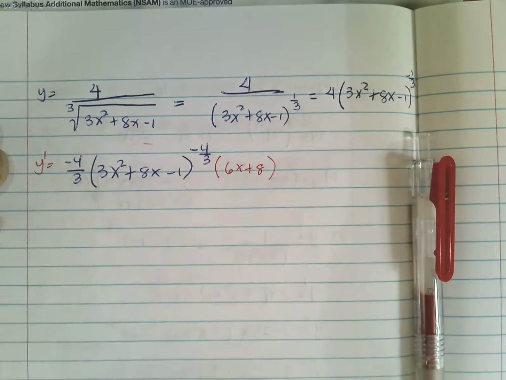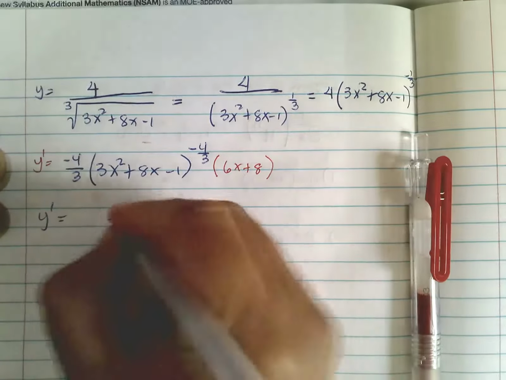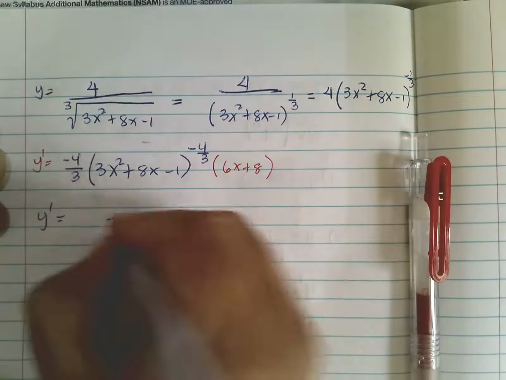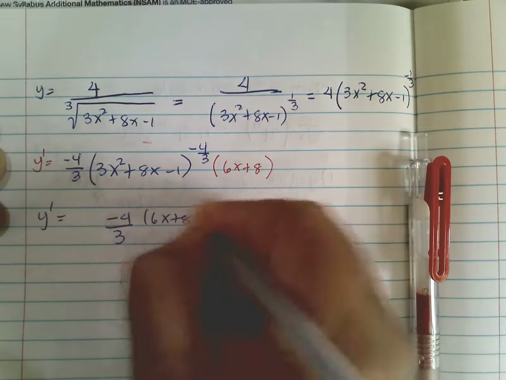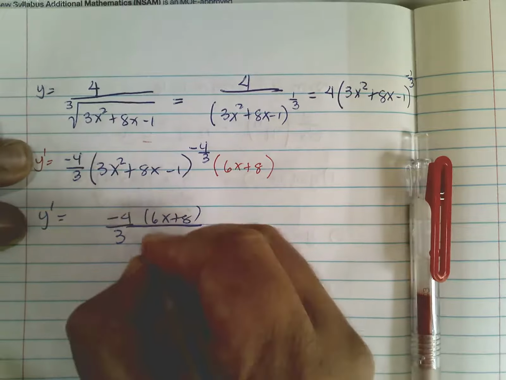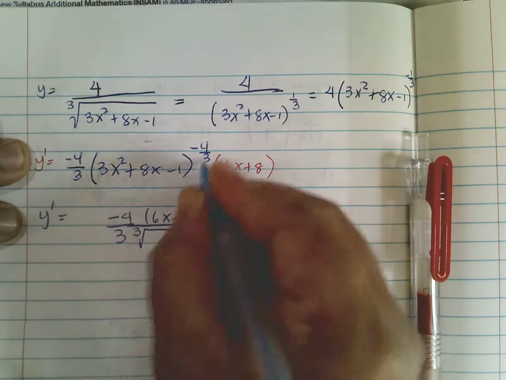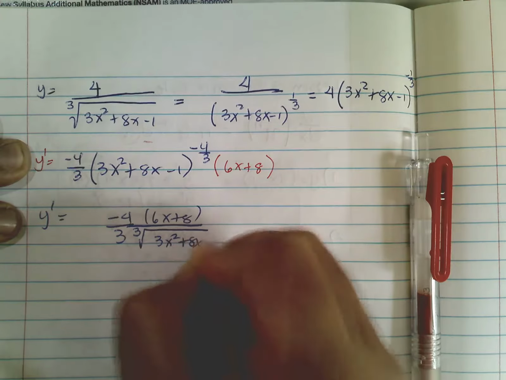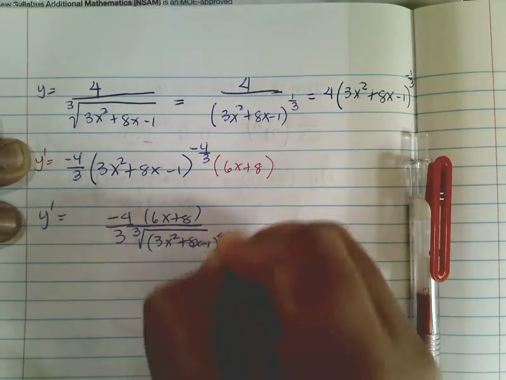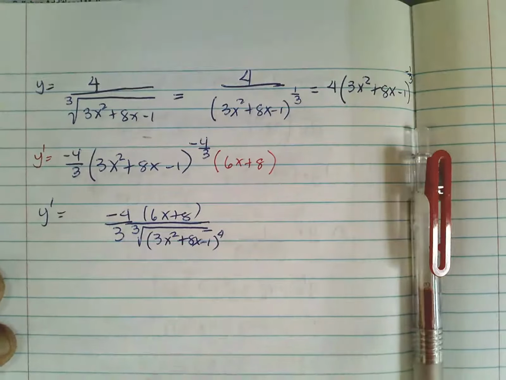Alright? Or if you want, you can just rearrange it in such a way that it's negative 4/3 times 6x plus 8. Then this is now over the cube root, because of that, of 3x squared plus 8x minus 1 raised to the 4th. Okay, so that is now the final answer.